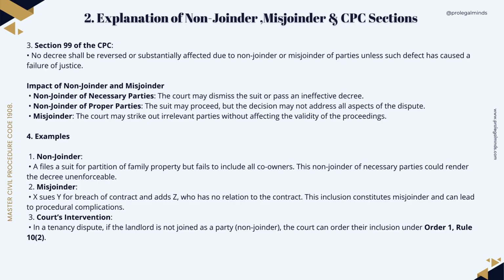4. Examples. 1. Non-joinder. A files a suit for partition of family property but fails to include all co-owners. This non-joinder of necessary parties could render the decree unenforceable. 2. Misjoinder. X sues Y for breach of contract and adds Z, who has no relation to the contract. This inclusion constitutes misjoinder and can lead to procedural complications. 3. Court's intervention. In a tenancy dispute, if the landlord is not joined as a party, the court can order their inclusion under Order 1, Rule 10(2).